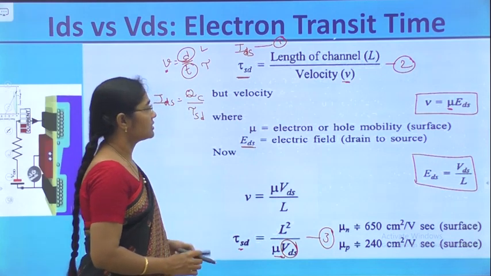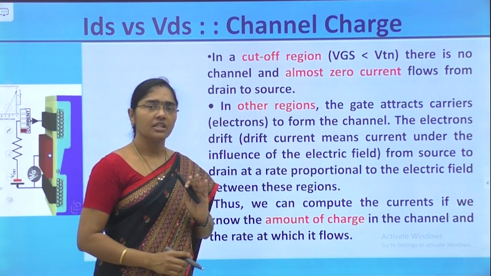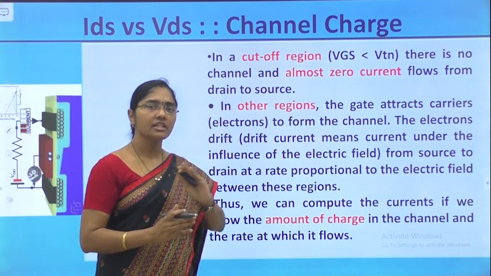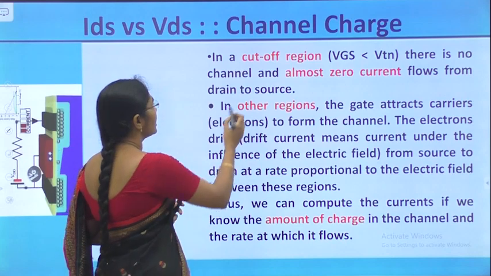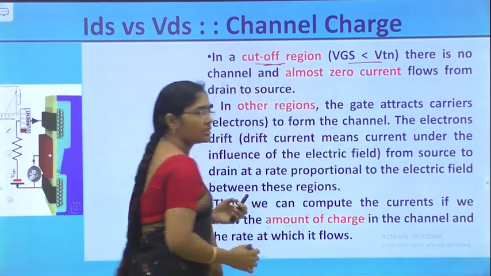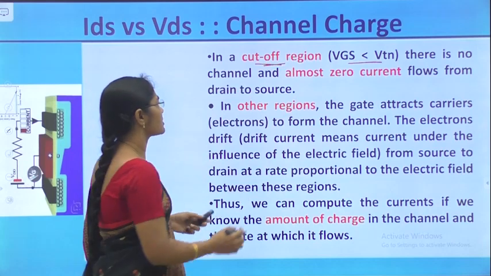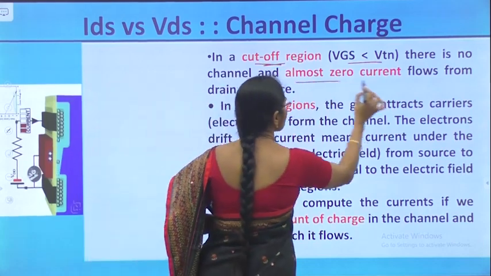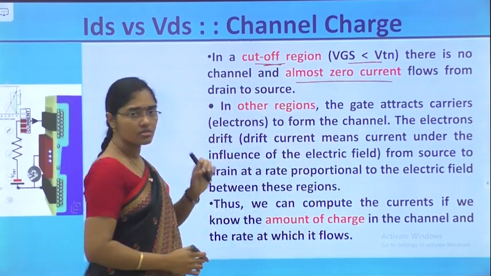Now let's see the charge expression. We have already seen that charge is different in different regions. First, in the cutoff region, since VGS is less than VTN, there is no channel, so no charge. Therefore the current is equal to 0.